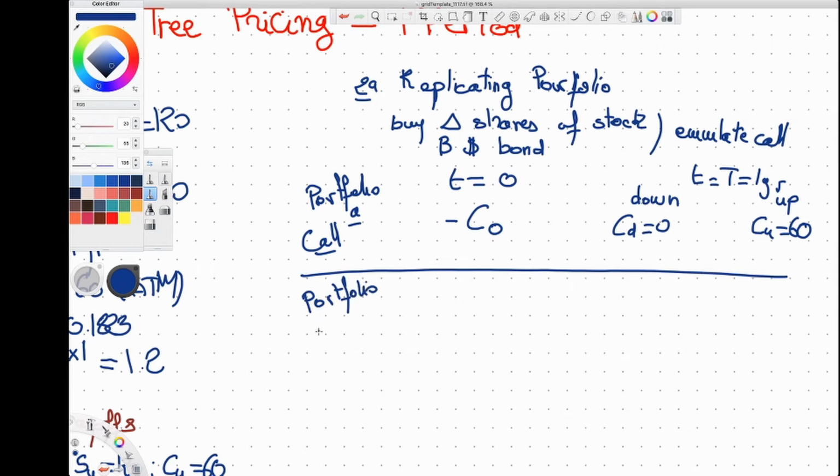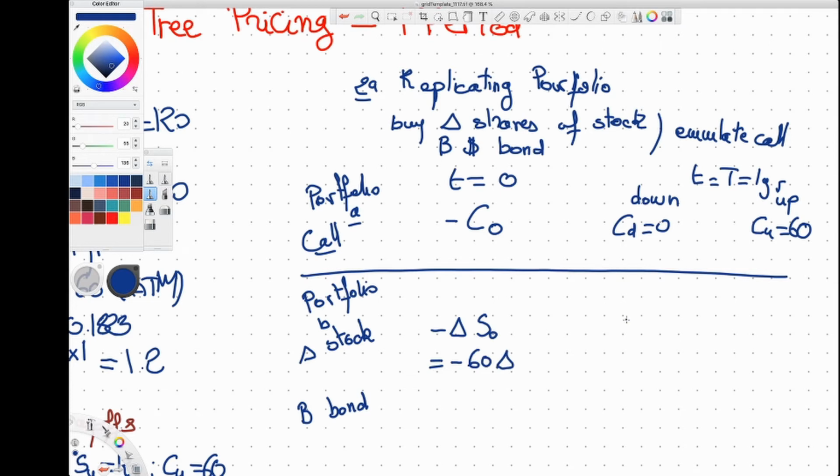That's going to be portfolio B. That's going to be delta stock. Go long delta the stock and go long B dollars in the bond. Okay, so if I go long delta of the stock, well, today that's going to cost me delta shares times the stock price. The stock price today is 60, so that's minus 60 times delta.